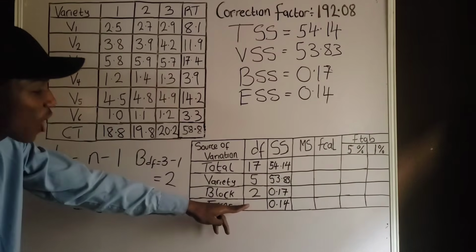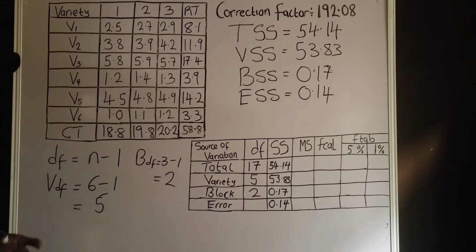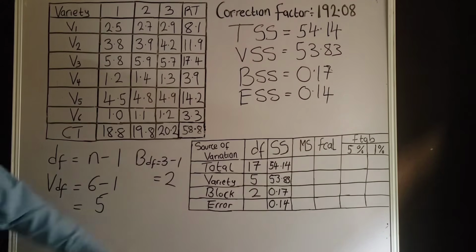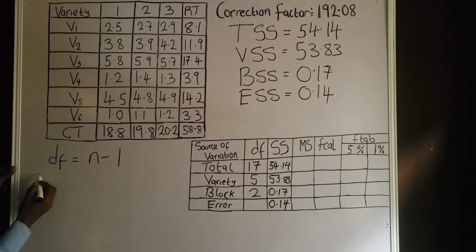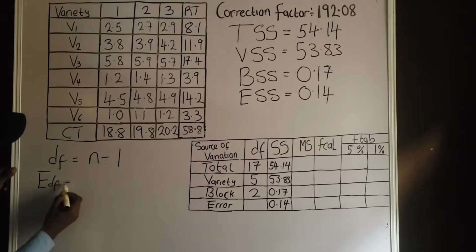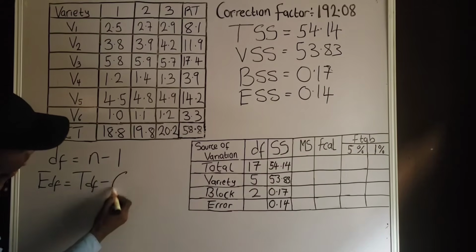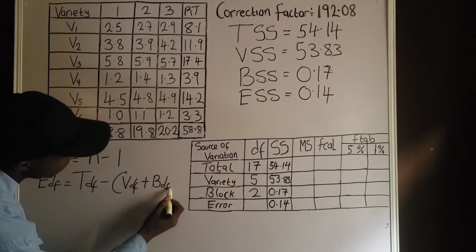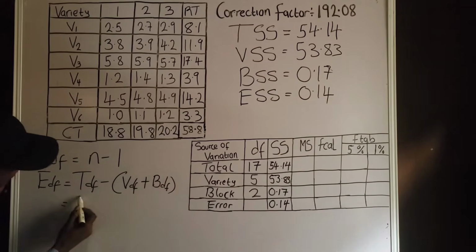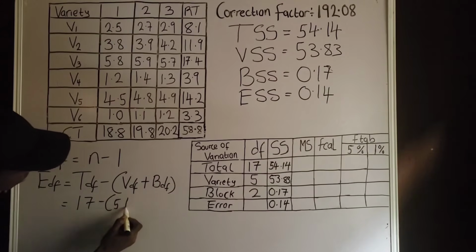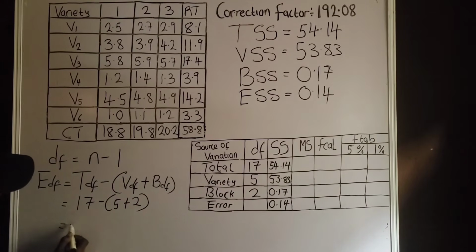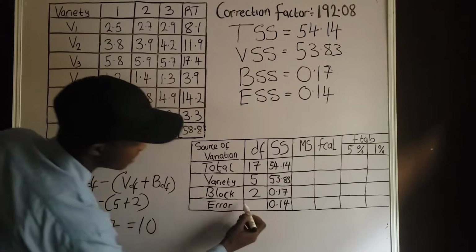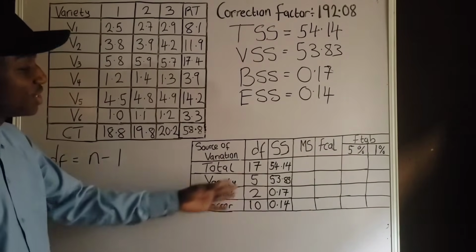Now, to calculate the error degree of freedom, we are going to add the variety degree of freedom and the block degree of freedom together and subtract it from the total degree of freedom. The error degree of freedom is equal to the total degree of freedom minus the sum of variety degree of freedom and block degree of freedom. So the total degree of freedom is 17. 17 minus 5 plus 2, so we're going to have 17 minus 7, which is equal to 10. So the error degree of freedom is 10. So we have completed the column of degree of freedom.